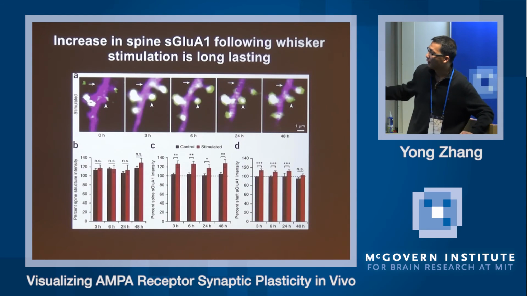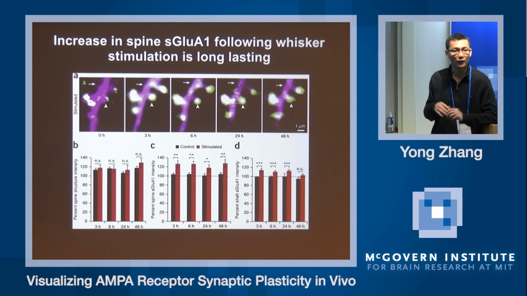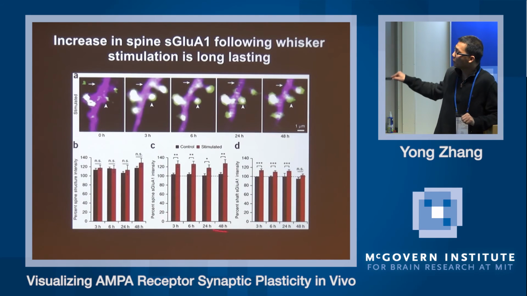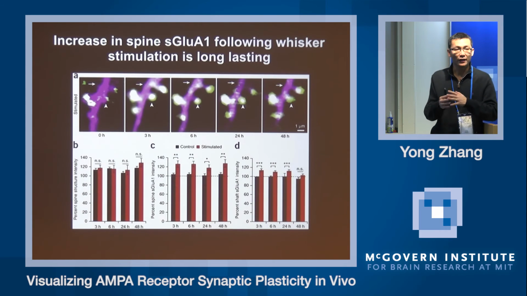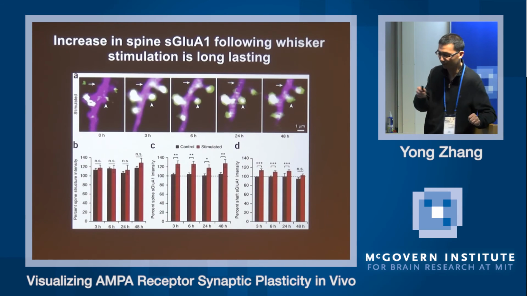So that's what we are seeing here, because we don't have single molecule resolution yet. So we don't know exactly what's happening in terms of single molecules. But what we speculate is that the insertion of AMPA receptors into the membrane surface and the incorporation of the AMPA receptors from the membrane surface into the spine are two related but also distinct processes in synaptic plasticity conditions.